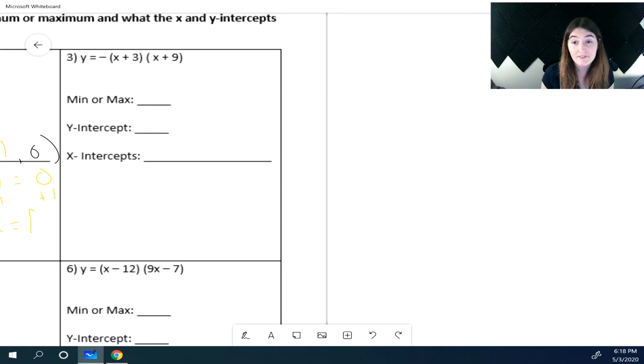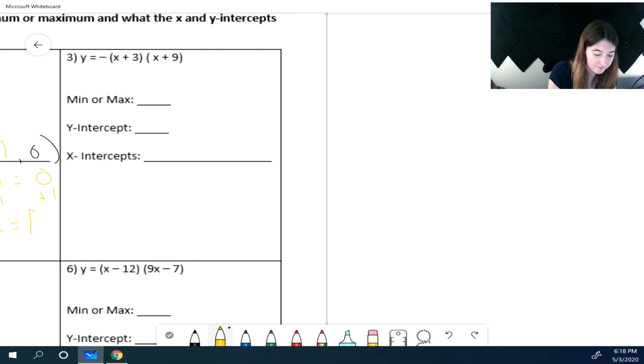All right, do we have a negative in front? Yes, we do. Does negative mean open up or open down? Open down. So that means we're going to have a maximum.